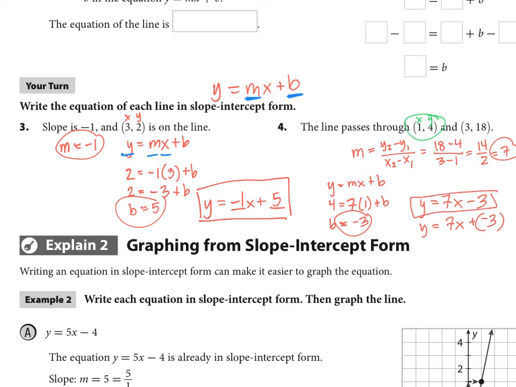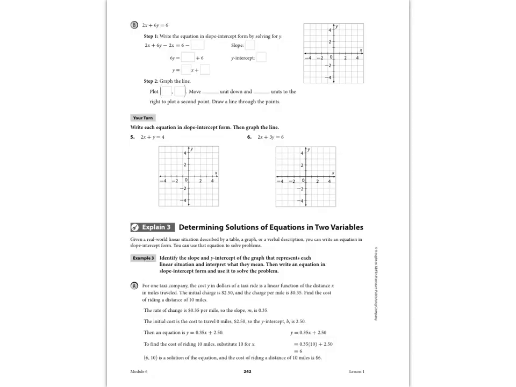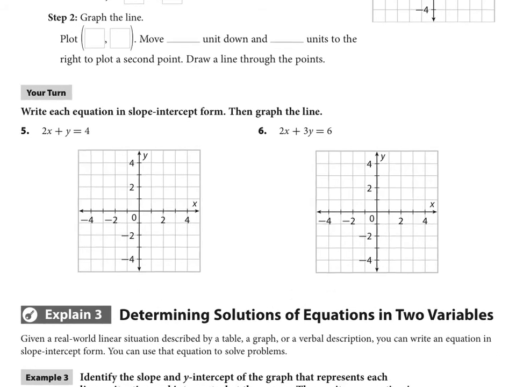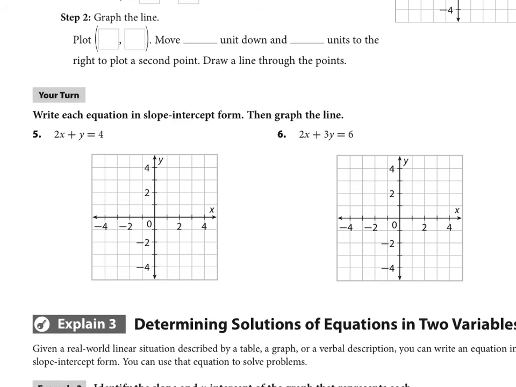The next thing you'll be expected to do is to graph these in slope-intercept form. The Explore activity helps you think about this a little bit differently than what we're used to. So your turn, number 5 and number 6. I'm going to go ahead and do number 6, have you try number 5. So pause it once number 6 is over.